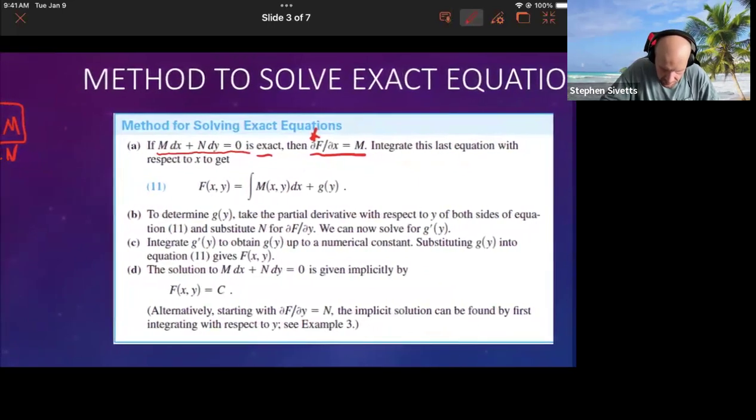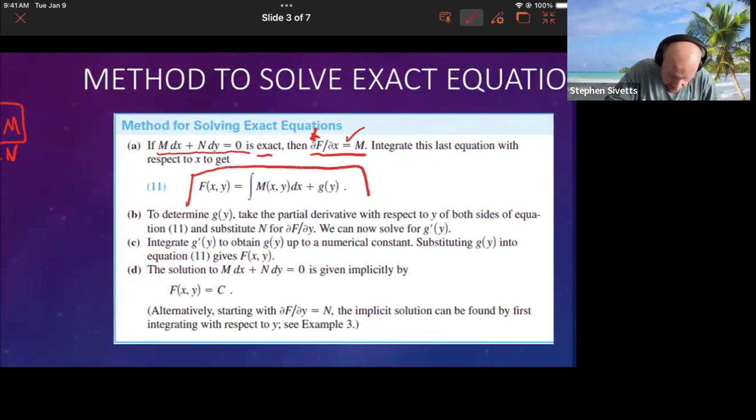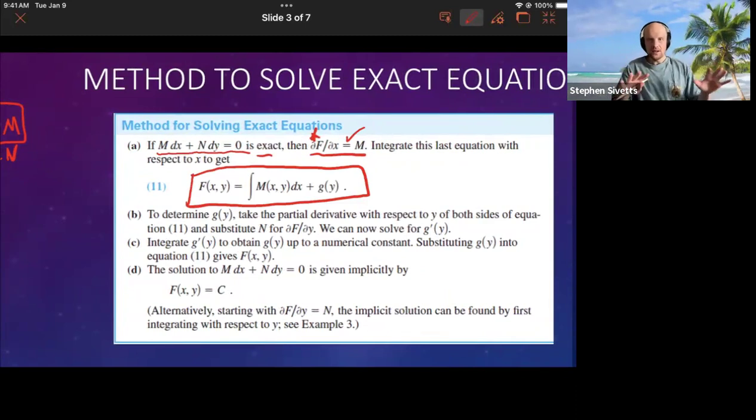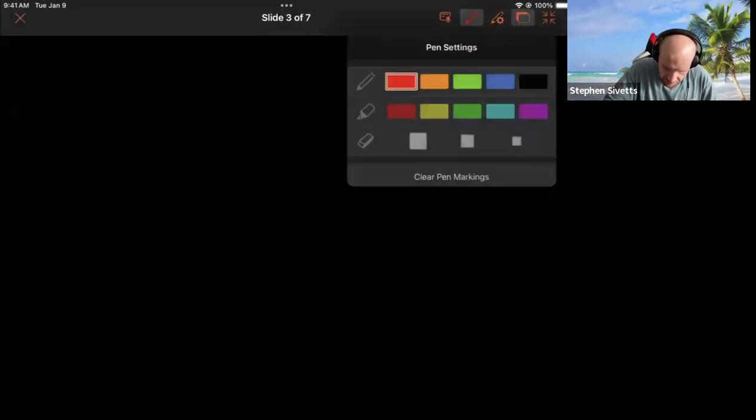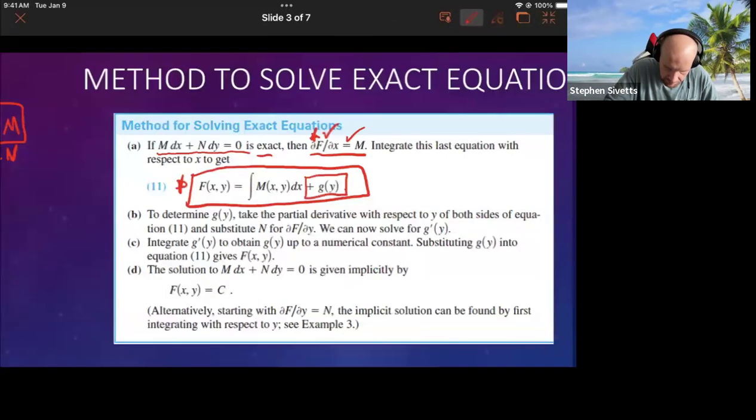So we want to integrate the first equation with respect to x, and we'll get a general solution that looks like this form. But if you integrate a function, you have to incorporate a constant of some kind. Since we're dealing with a function of two variables, your constant will be a function of the other variable. So in this case, since we're integrating with respect to x, the general solution will have a constant that is a function of y. So do not forget that step.